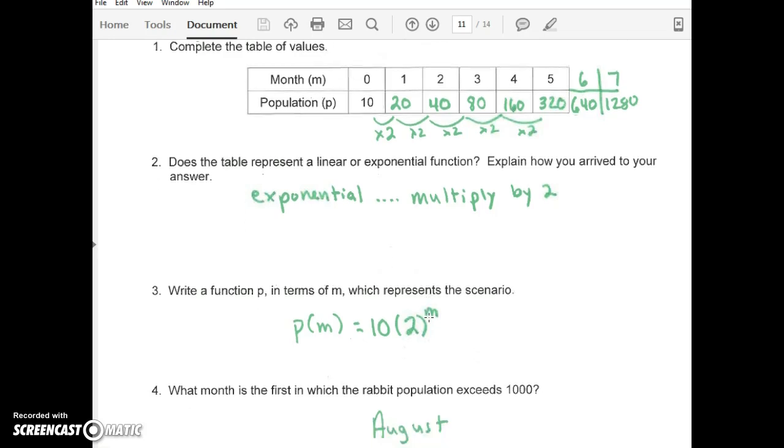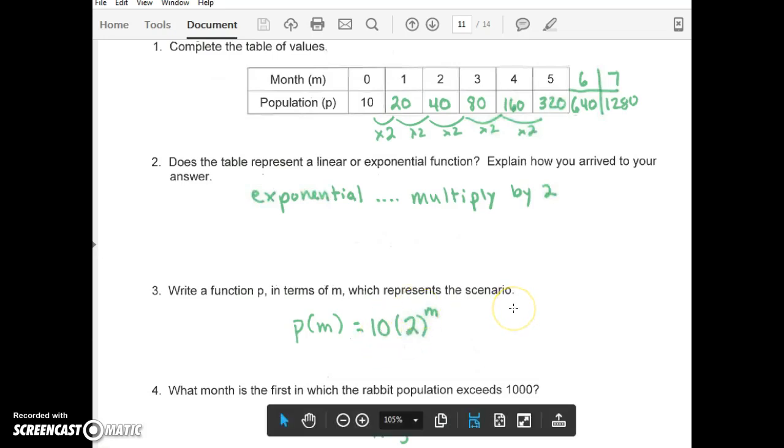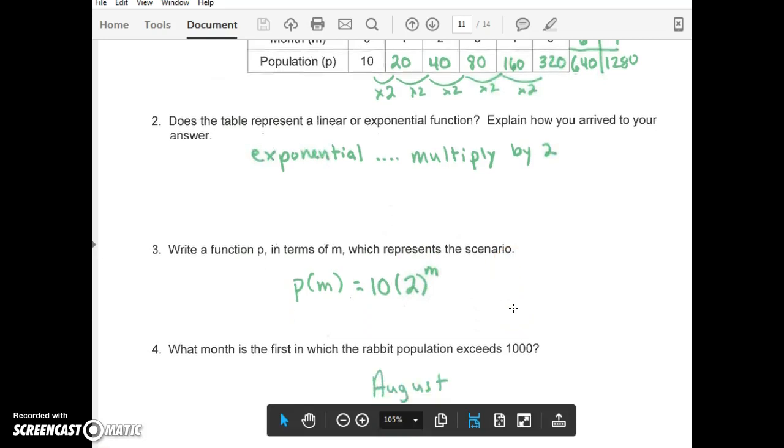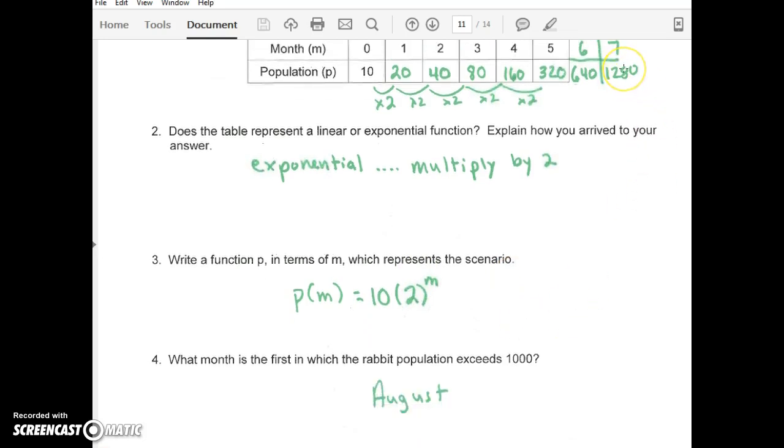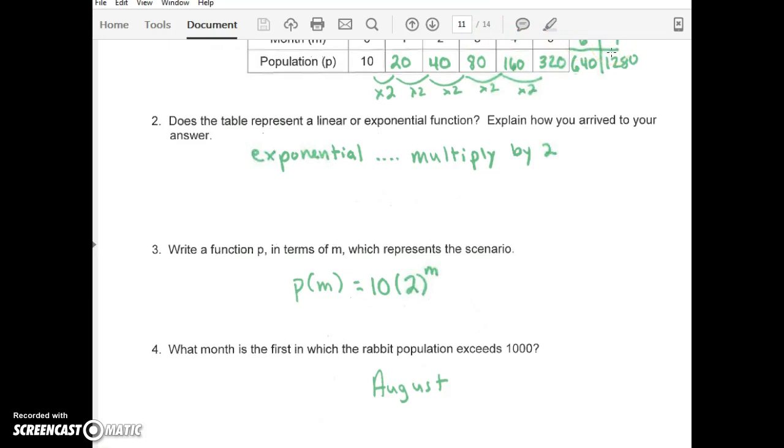And for question 4, which month is the first in which the rabbit population exceeds 1,000? So we're essentially just going to continue our pattern. I think that's probably the easiest thing to do. We could also set up a table in our calculator with this new function and find out when the population is above 1,000. Well, that happens in the 7th month. But again, normally the 7th month would be July. But the fact that January was month 0 makes that actually August for our month 7. So again, this is January, February, March, April, May, June, July, August.